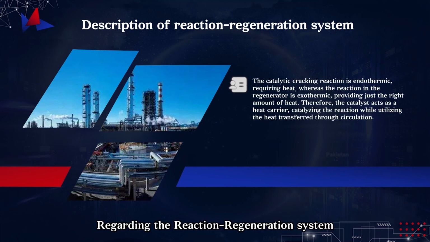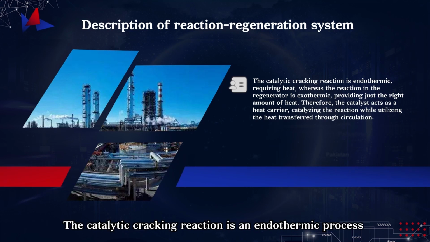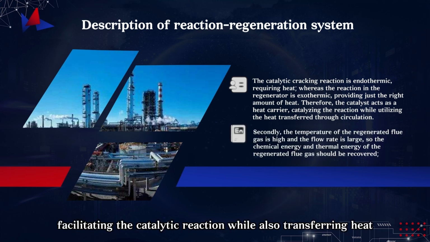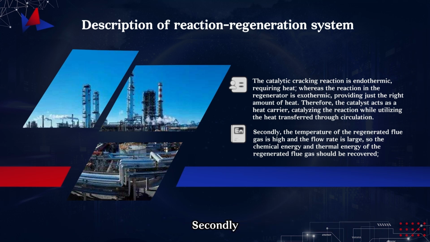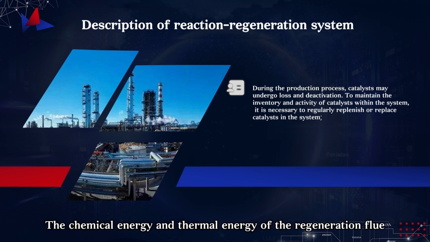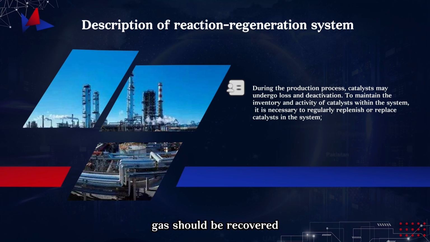Saving electricity. Regarding the reaction regeneration system, it needs to be explained that the catalytic cracking reaction is an endothermic process requiring heat, while the reaction in the regenerator is exothermic, providing the heat. Therefore, the catalyst acts as a heat carrier, facilitating the catalytic reaction while also transferring heat through circulation. Secondly, the regeneration flue gas has high temperature and large flow rate. The chemical energy and thermal energy of the regeneration flue gas should be recovered.